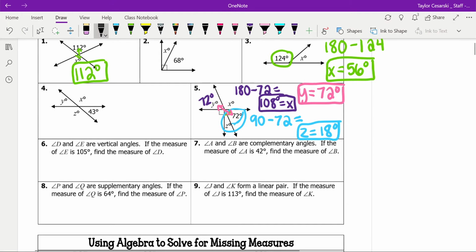Alright, next we have number 7. It says A and B are complementary angles. If the measure of A is 42 degrees, find the measure of B. So our key word here is complementary angles. That means they add to 90 degrees.